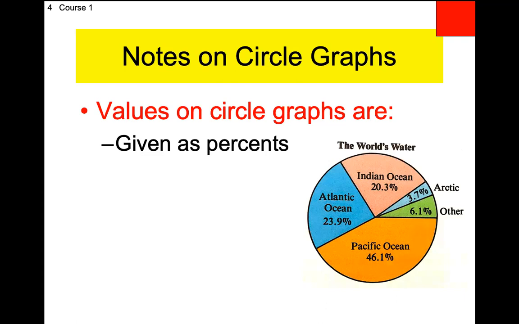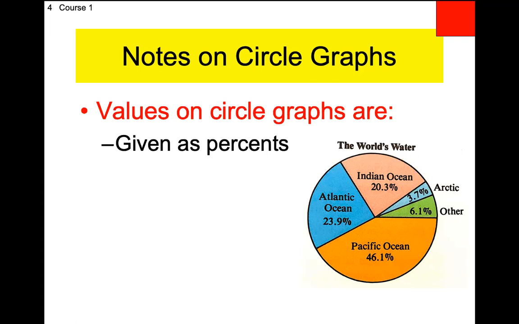So the Atlantic Ocean is roughly 25% of the water on the Earth, and 25% would be a quarter of the circle. Now, I am doing a little bit of rounding there. The Pacific Ocean is less than half, 46%, but it's close to half. So that's why the little pie part of the ocean, Pacific Ocean, is almost half. And from there, you can see the rest. So this is one way where the values are given as a percent, but there's 2 other ways.